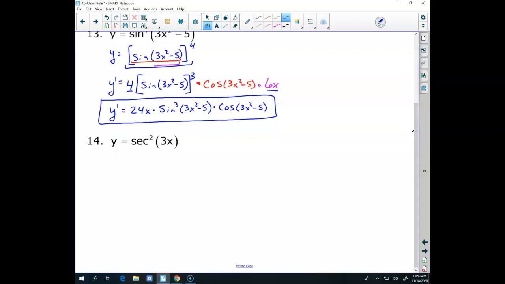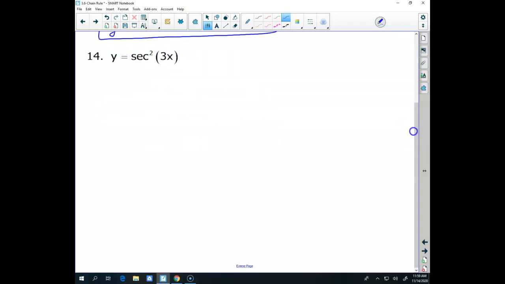Again, I recommend you hit pause, you try it. But the key is to see it as you want to see it. Secant 3x, and the secant is what's squared. So then I'm going to take the derivative of my outermost function first, y prime. Well, that's 2. Derivative of secant, I don't take the derivative of secant yet. That's secant 3x. And then I'm going to drop that power to 1.